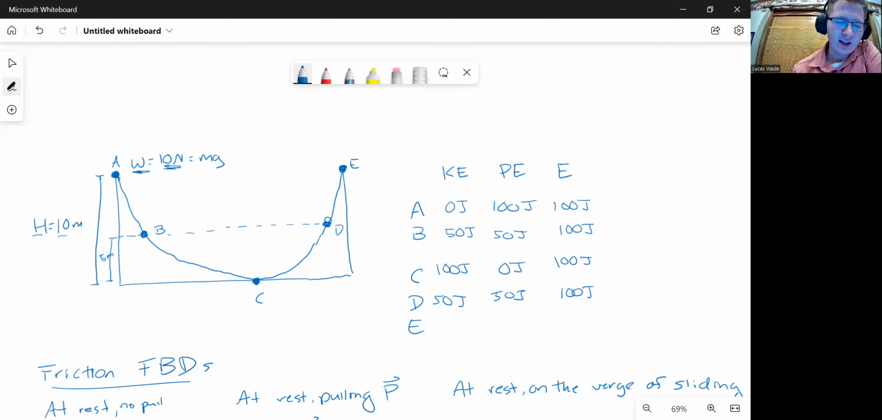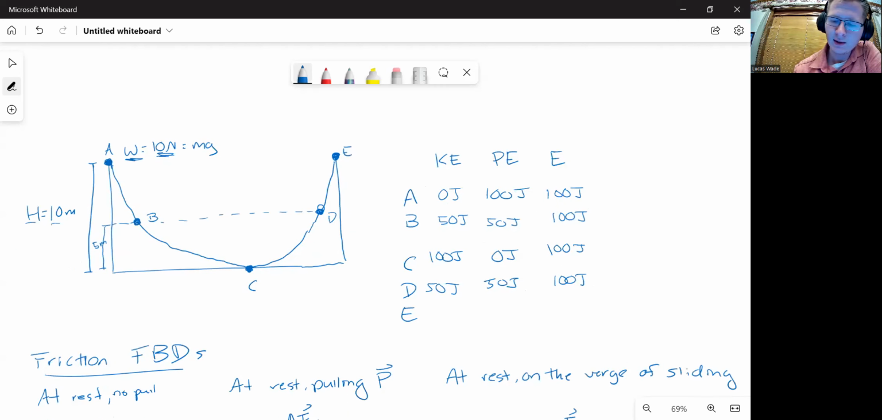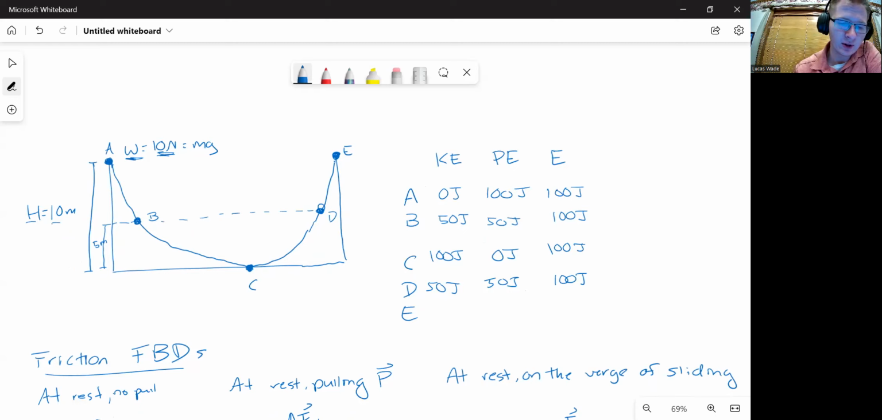If it only has potential energy at point A, then the available energy it has for this entire trip from A through E is just the initial potential energy, which is mg, the weight of the object, which I gave as 10 newtons, times the initial height, which is 10 meters. So that's 100 newton meters or 100 joules. Since it is at rest, that is also our total mechanical energy, because the kinetic energy is 0.